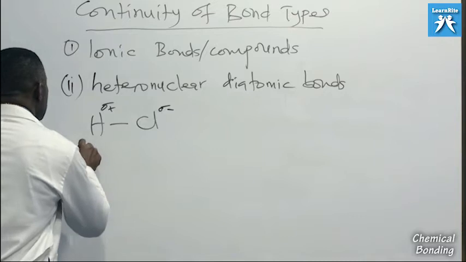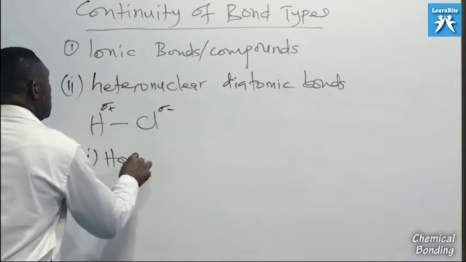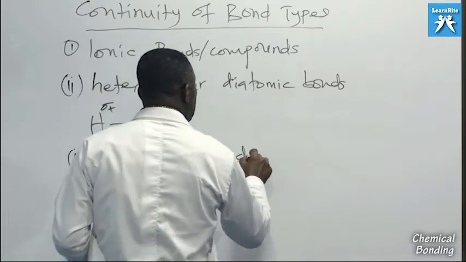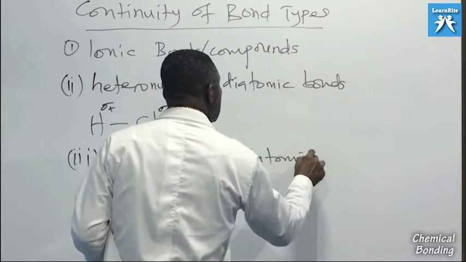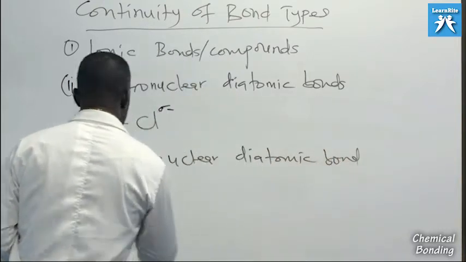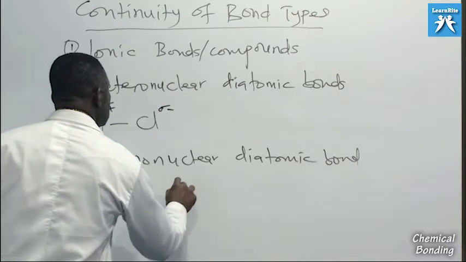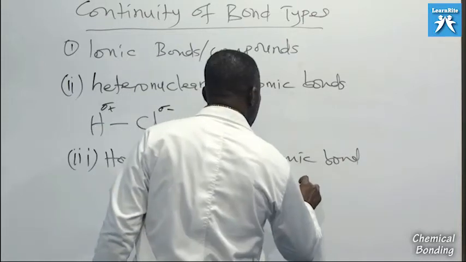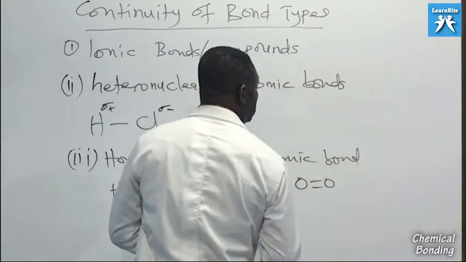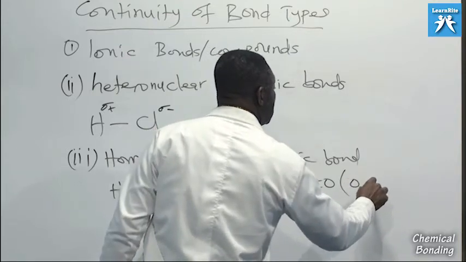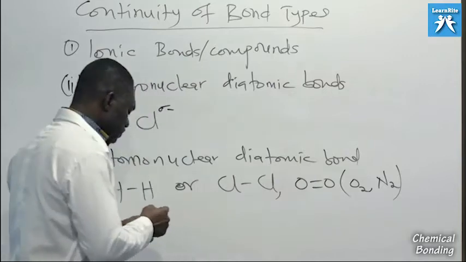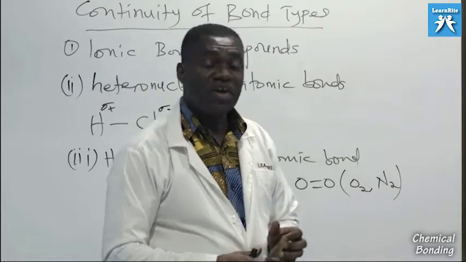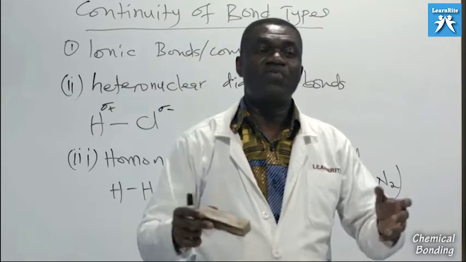Even the third scenario, where we have homonuclear diatomic bonds, like hydrogen to hydrogen, or chlorine, or oxygen, or even nitrogen. In any of these homonuclear diatomic molecules, in covalent bonding, we say they are pure covalent bonds.